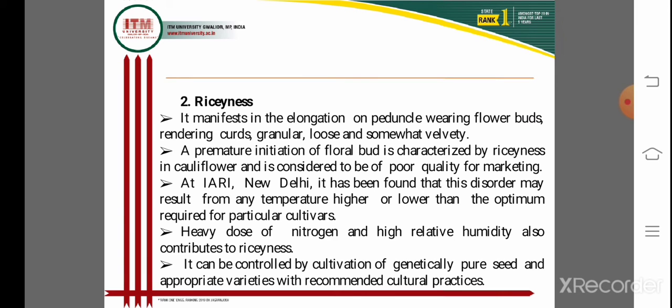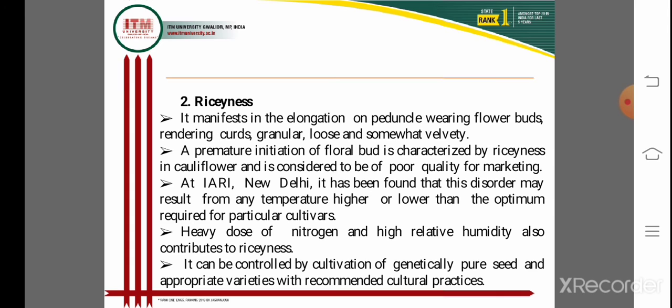The next disease is ricyness. It is manifested in the elongation of the peduncles bearing flower buds, resulting in curds that are rough and granular, and some varieties can be used to control this. The early initiation of the flower buds is characterized as ricyness in the cauliflower, and it is considered to be of poor quality for marketing of the curds.